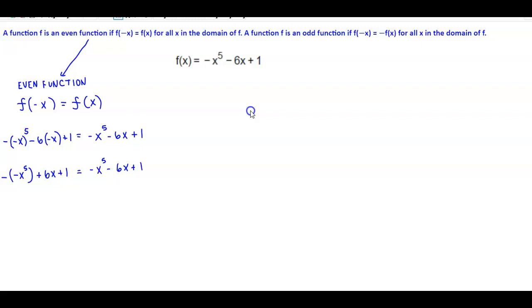Well, this negative times this negative is going to make this a positive. So this is x to the fifth plus 6x plus 1. And does that equal negative x to the fifth minus 6x plus 1? Well, the answer is no. So therefore, f of negative x does not equal f of x. So it's not an even function.